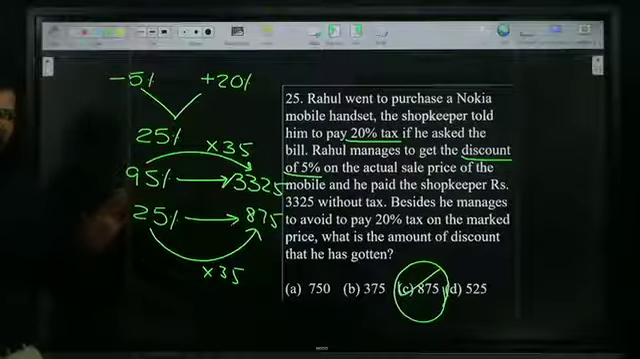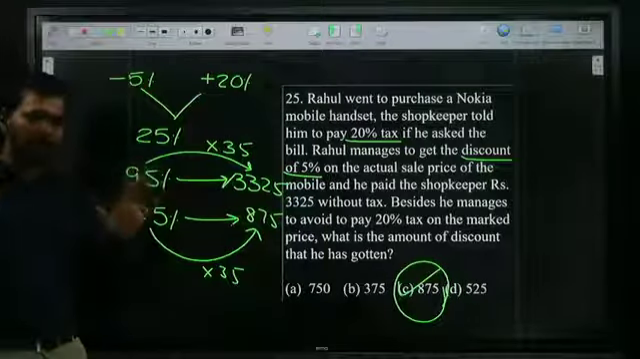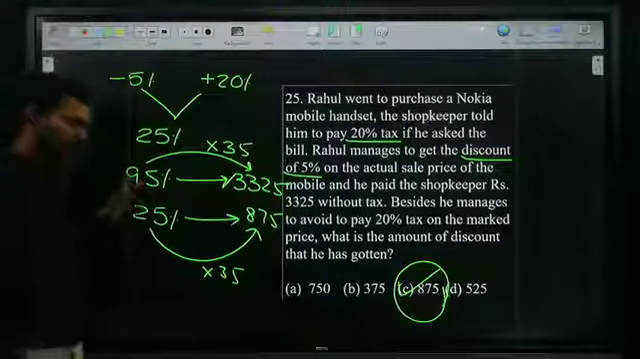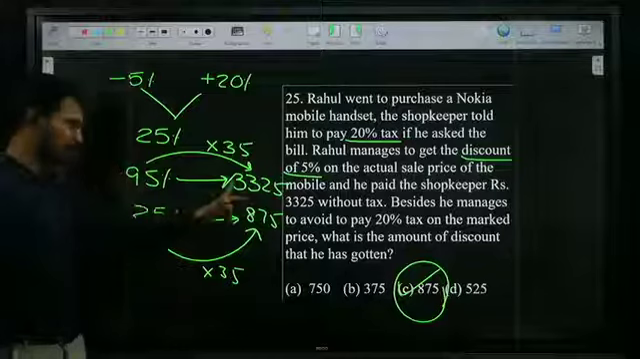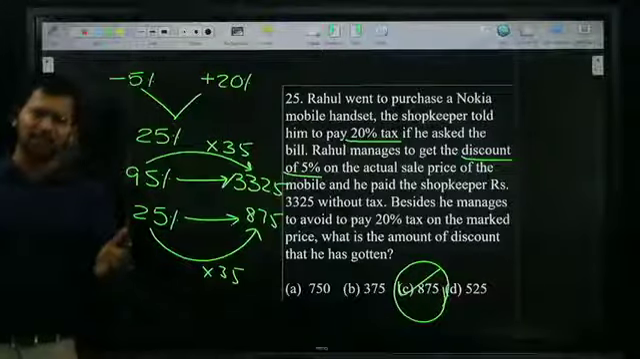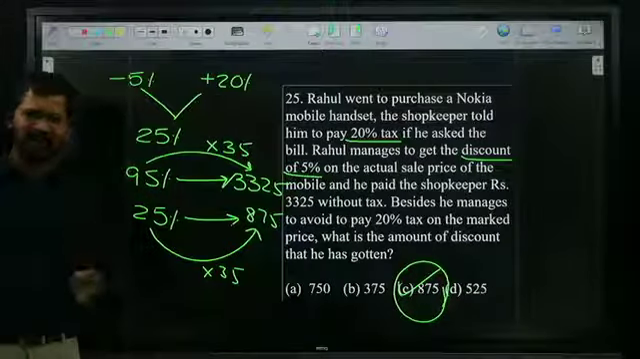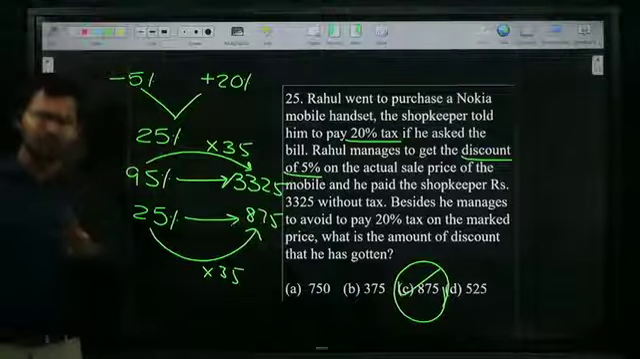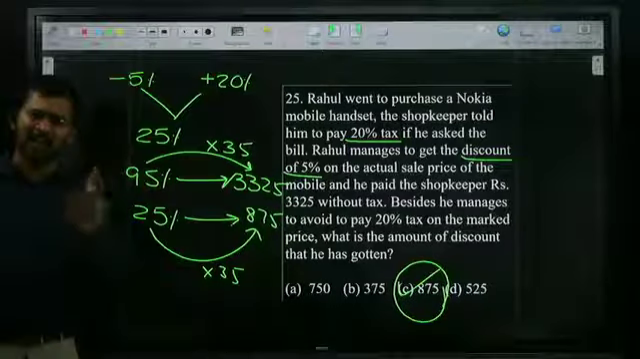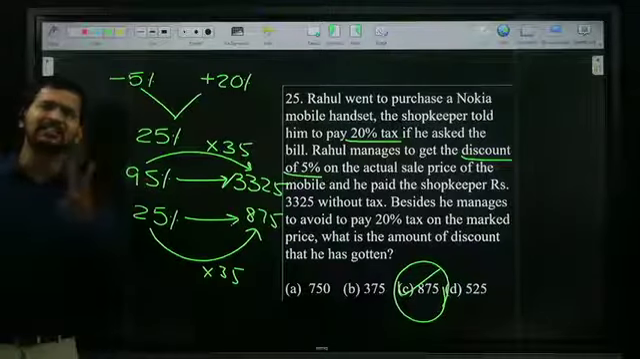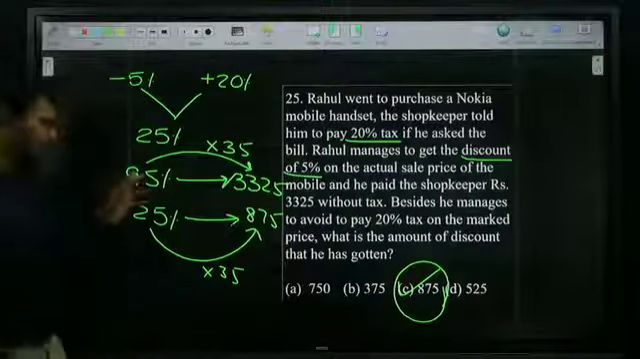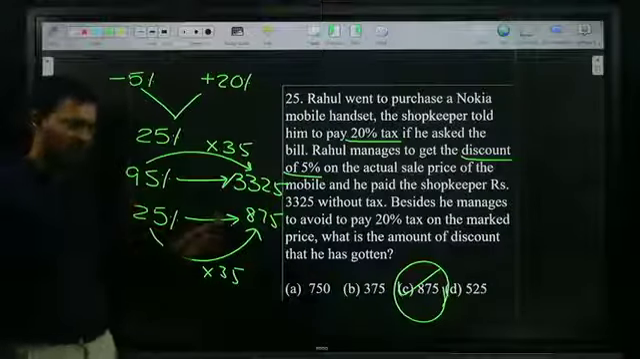Have all of you understood? Finally, Rahul manages to buy the mobile handset with a discount. With a 5% discount, they are paying only 95%. 95% of the MRP is 3325. Rahul got a 25% discount because initially the shop owner said 120%. The original MRP is 100, plus 20% tax, 120%. The shop owner said 120%, but Rahul paid only 95%. That difference is 25%. Finally, Rahul got a 25% discount.